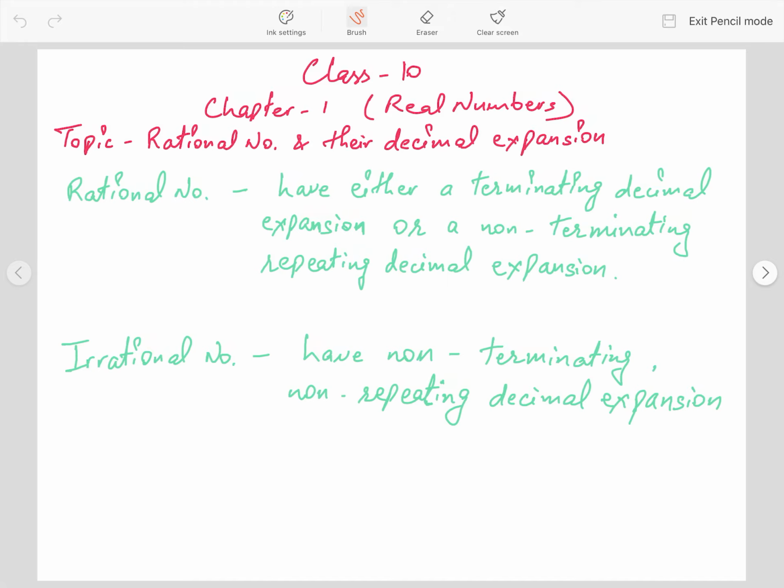In this class, we are going to take an example of a rational number and we will see exactly when the decimal expansion is terminating and when it is non-terminating repeating. So let us take some examples. Let us take 0.375.